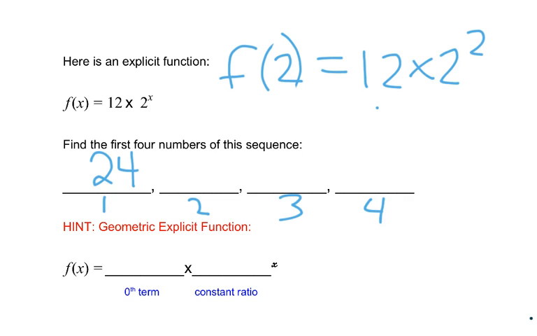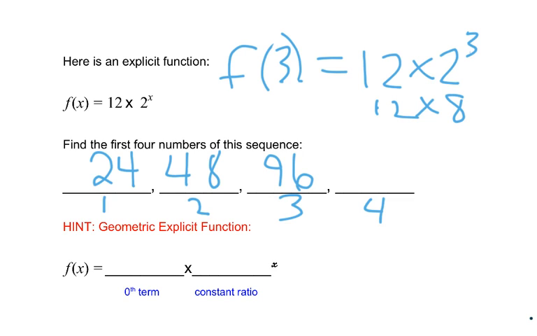So 12 times 2 to the second power. If you don't have a calculator, you can say, hey, 2 to the second power is 4, and 12 times 4 is 48. My next one, I'm going to plug in 3. 12 times 2 to the third. Well, 2 to the third is 8. 12 times 8 is 96.